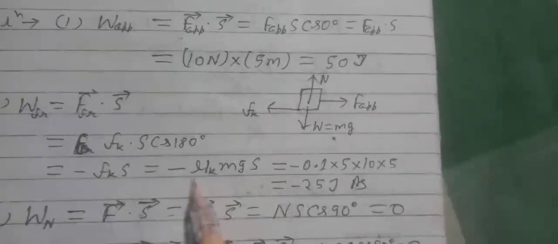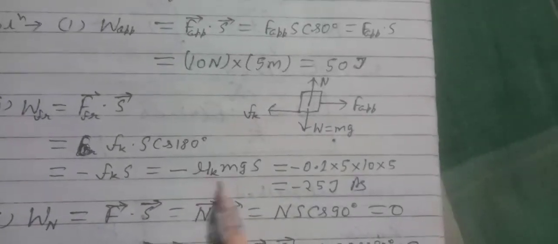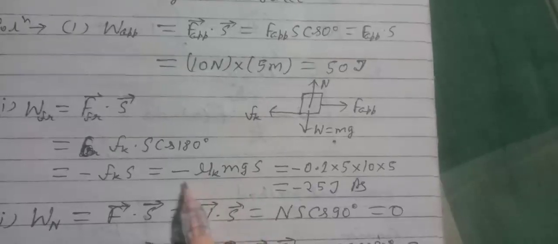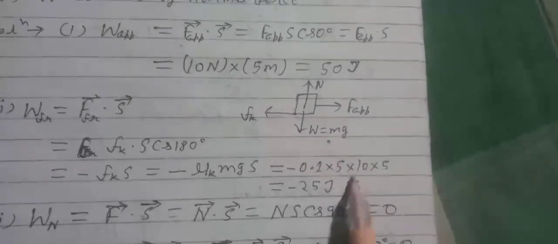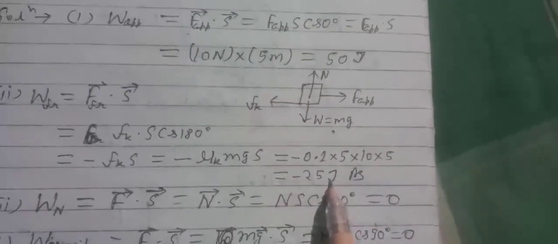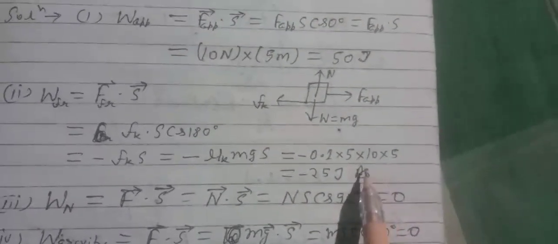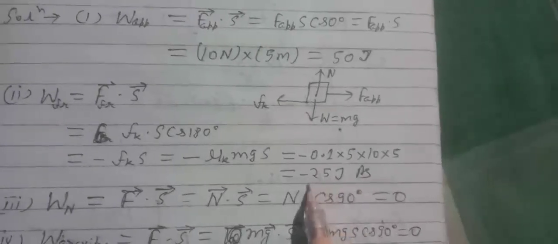Now we have Fk equal to μk into mg. So putting this value, we get minus μk mgs. Now using all values, we get minus 25 joule as the answer. So work done by frictional force is negative. Now third, work done by normal force.